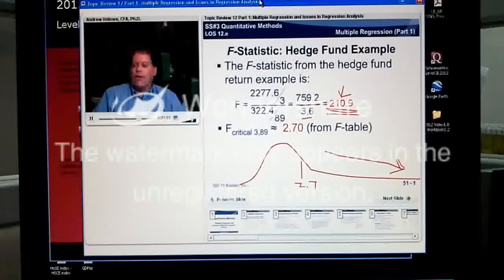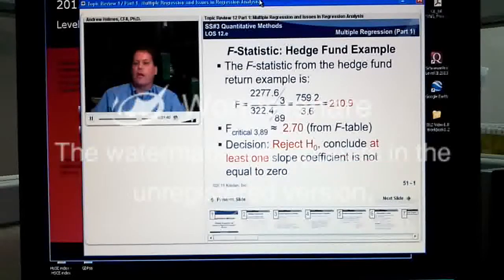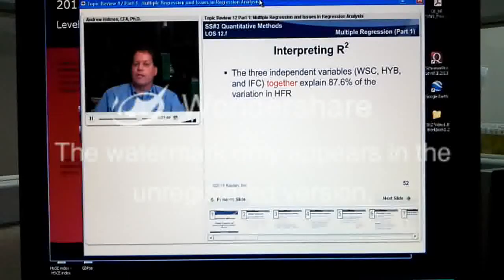Of course, if one of the variables ends up being significant, it's very likely that you're going to be able to reject the null on the F stat. All right, I'm erasing some of my chicken scratch here. We're going to reject H0 and conclude that at least one of the slope coefficients is different than 0.